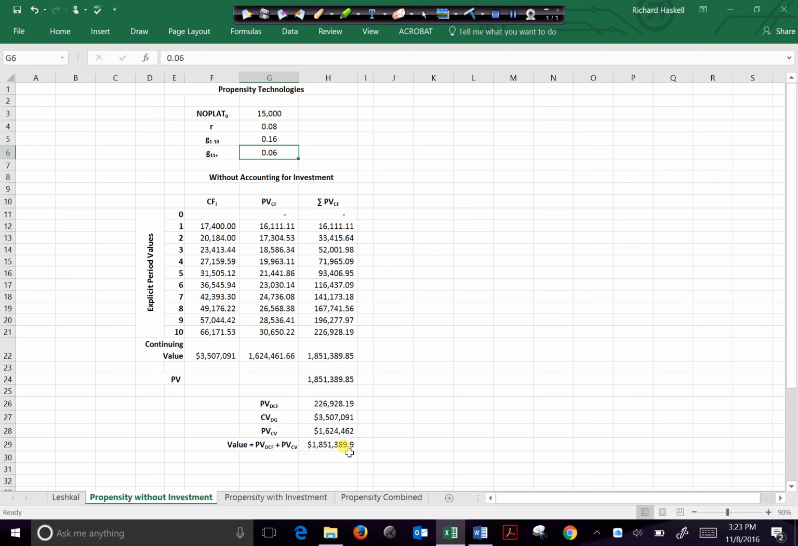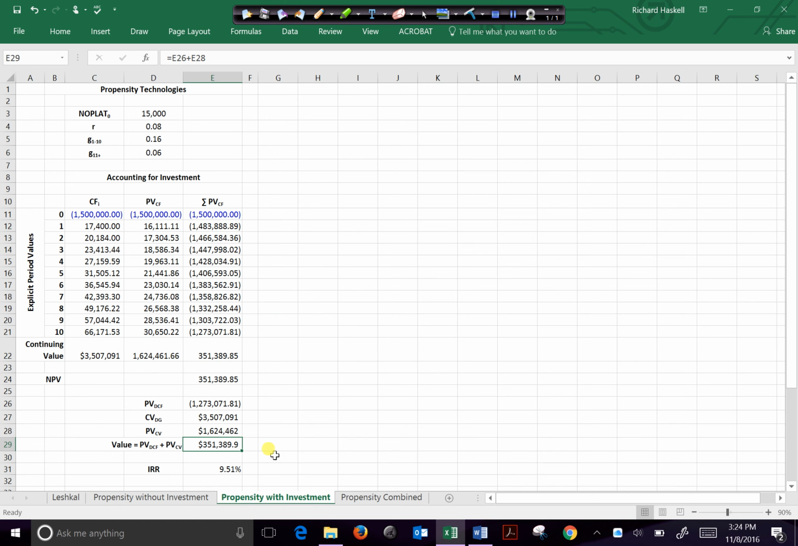Yeah. So here we have it without the investment, which creates a present value. Now we're looking at it with the investment internalized, so it's endogenous to the equation, and we're looking at a net present value. Now I've run an internal rate of return here.